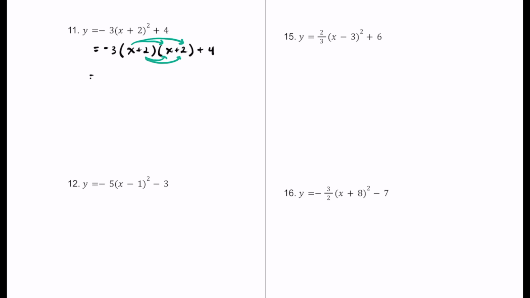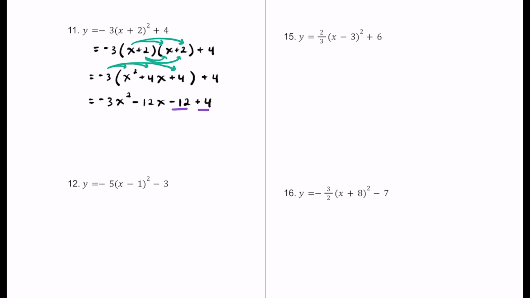All right, so we have negative 3 out in front, then x times x is x squared, then we get a 2x and another 2x to make 4x, then 2 times 2 is going to be 4, and then we have a plus 4 at the end. Distributing negative 3 to all 3 of these terms, negative 3 times x squared is going to be negative 3x squared. Negative 3 times 4x is going to be negative 12x. Negative 3 times 4 is going to be negative 12, and then we have a plus 4 at the end.